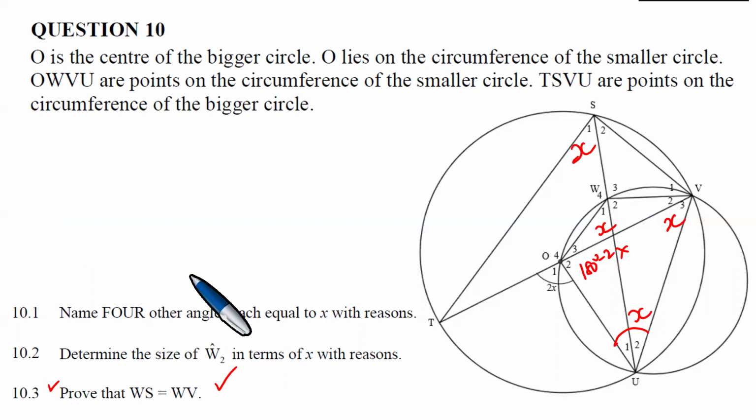Like that. Prove that WS is WV. Too easy. Very, very straightforward. We need to prove that WS is WV. Right. Prove that WS is WV.